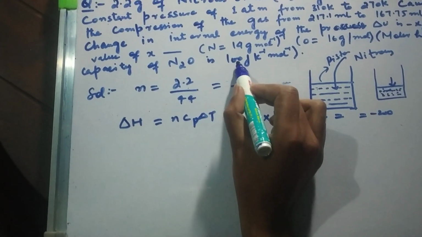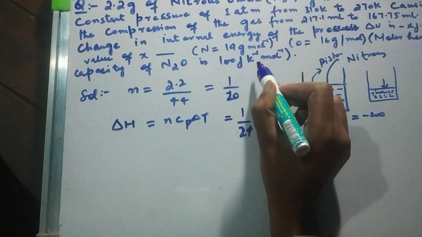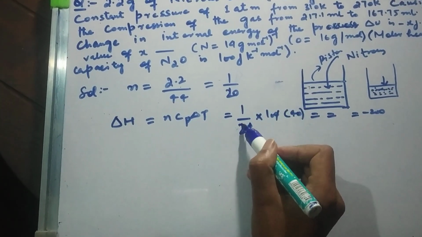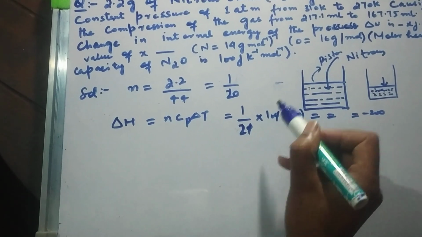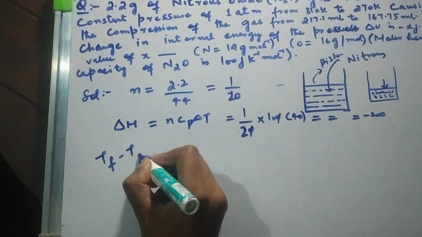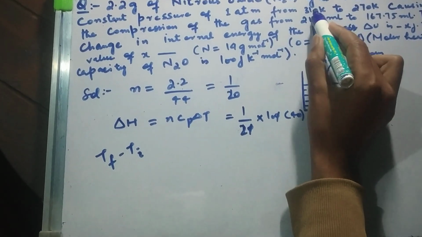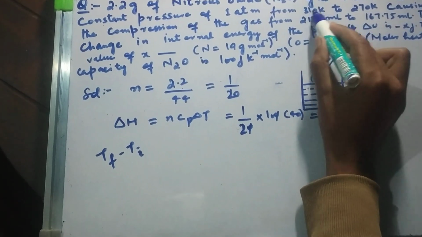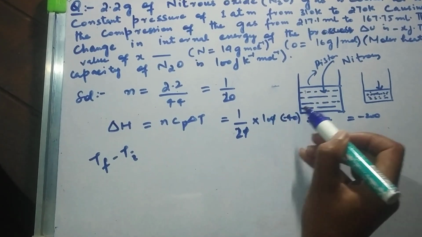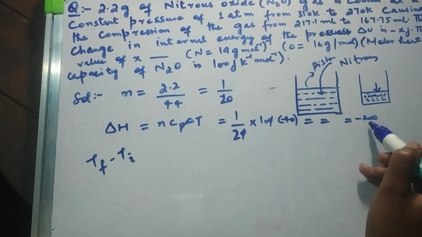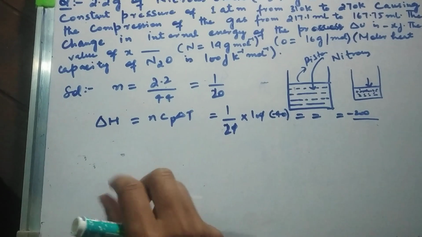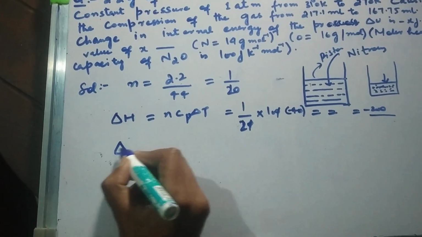That is asked Cp. The value of Cp is 100 and the moles that I calculated here is 1/20. The value is 1/20 into 100 into 40. T final minus T initial, 270 minus 310, then we get minus 40. Then we calculate that the value of dH is equal to minus 200. Delta H is equal to minus 200, and we need to calculate the internal energy.